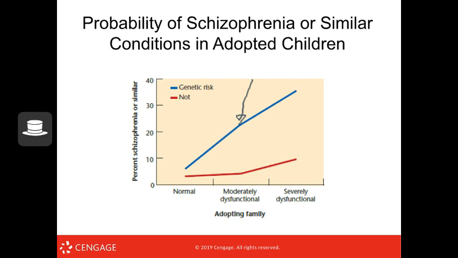When it's severely dysfunctional, it still increases the risk for no genetic risk, right? Almost fully to 10%. But for people with a genetic risk, it's really dangerous, right? So we can see that there's this relationship between your genes and your environment. No environment with genetic risk, or normal environment with a genetic risk, you're pretty unlikely to develop schizophrenia. But once your environment gets dysfunctional, and if you have the genes for it, it's very likely.